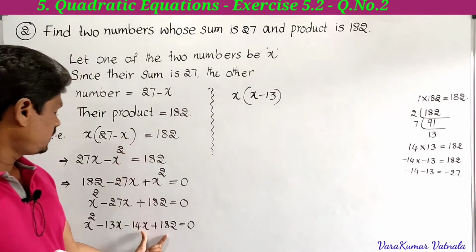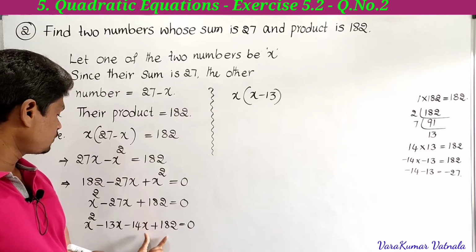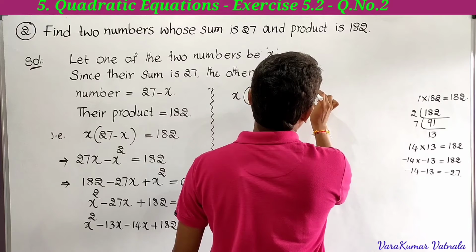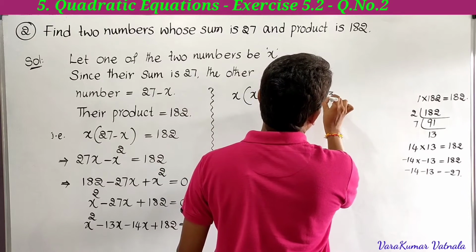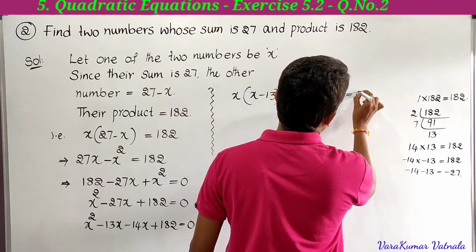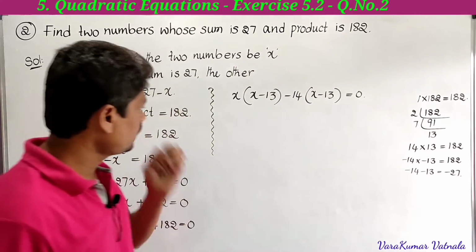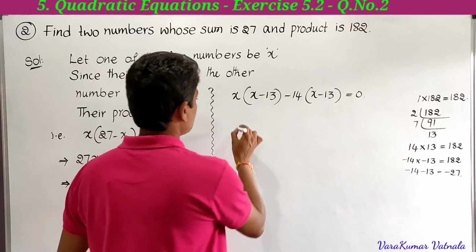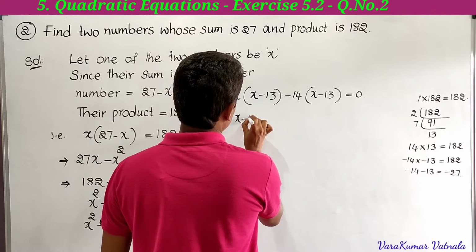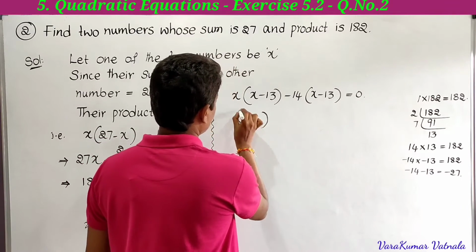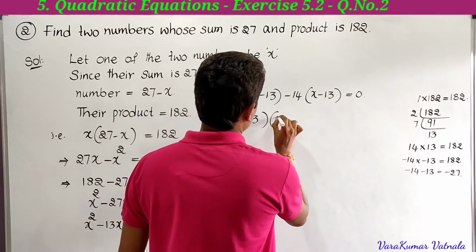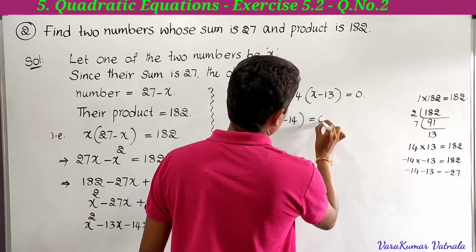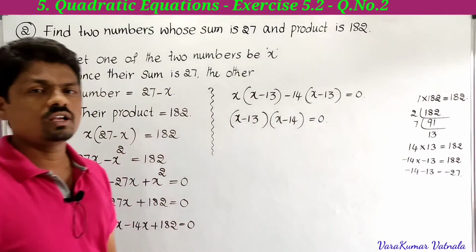So here in the last two terms, minus 14 is common. So here we get again x minus 13 is equal to 0. So here again x minus 13 is common. If you take x minus 13 as common, here x is there, here minus 14 is there. So x minus 13 into x minus 14 is equal to 0.